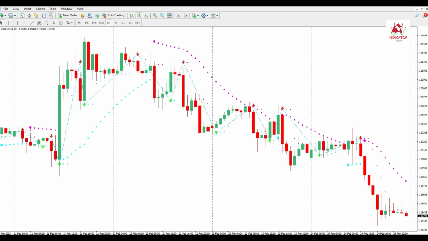MetaTrader indicators: Buy Sell Magic, red arrow sell signal, green arrow buy signal. Setting: signal period 4. Parabolic SAR MTF, time frame 15 minutes, setting Parabolic SAR MTF indicator 60 minutes; time frame 30 to 60 minutes, setting Parabolic SAR MTF 240 minutes; time frame 240 minutes, setting Parabolic SAR MTF 1440 minutes, daily.